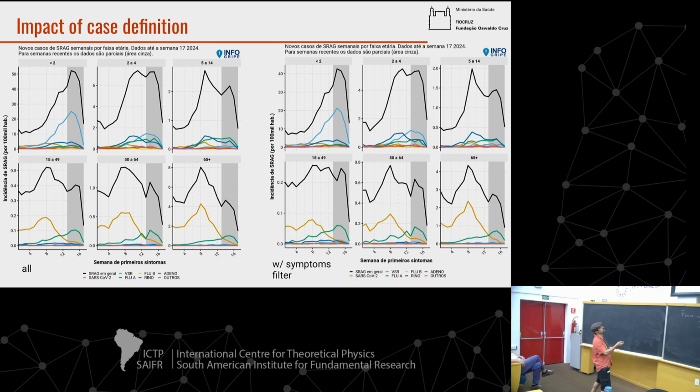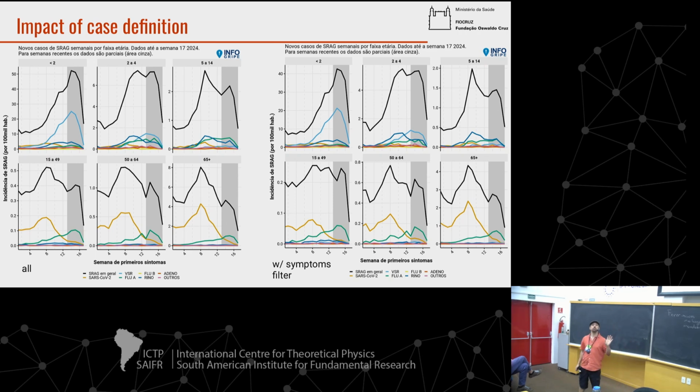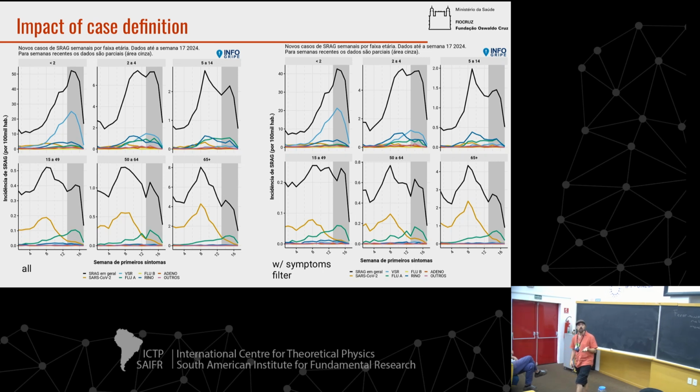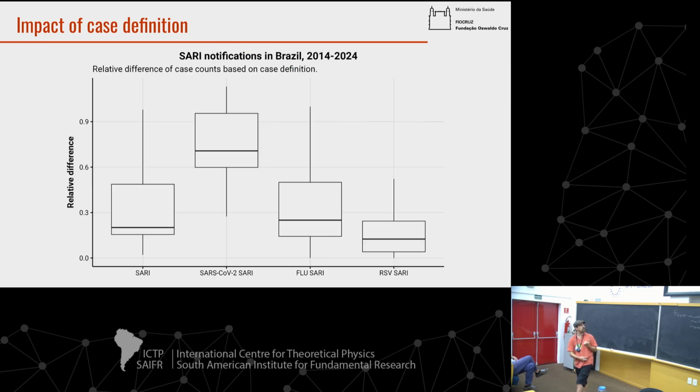So what I see here is that if my focus is on the trend, there isn't much of an issue whether to take into account the symptoms filter or not. But to assess the risk, it is likely to have an impact, especially if I want to compare different viruses for the same syndromic surveillance. Is that clear so far?